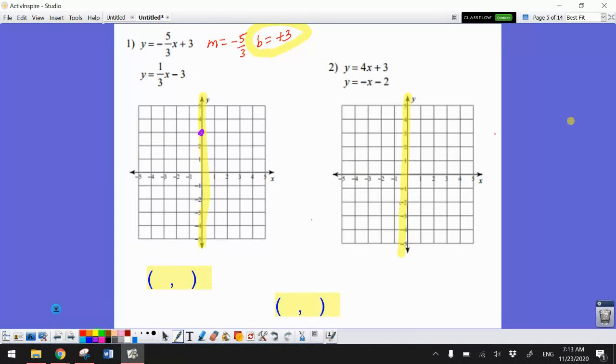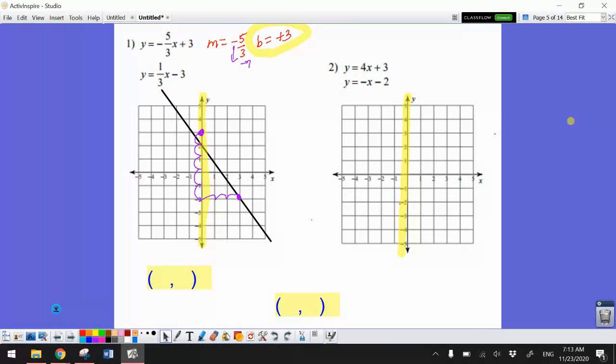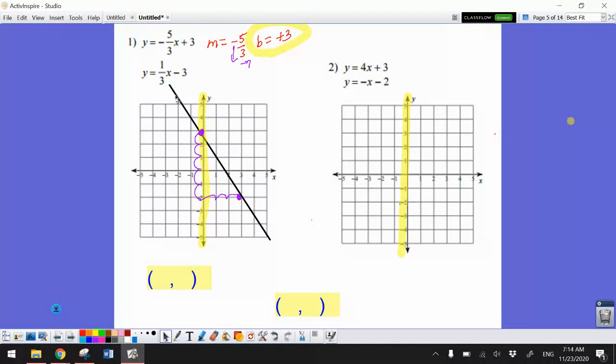Okay, so the slope is negative. That means I'm going to go down, or I'm going to go to the right. 1, 2, 3, 4, 5. 1, 2, 3. And again, I'm going to draw a line. I'll try to make a good line, which means I'm going to have to tweak this a little bit to see if I can line it up a little better. That's not too bad. You can see how using a ruler would definitely be easier than me doing it on the computer.